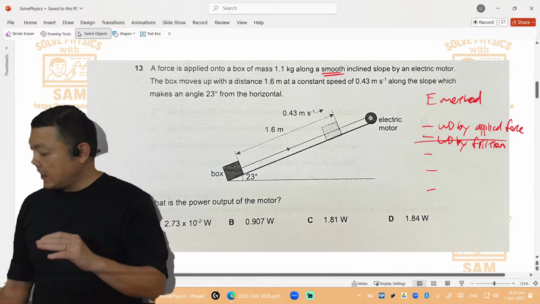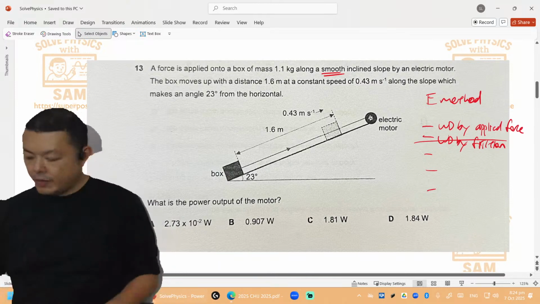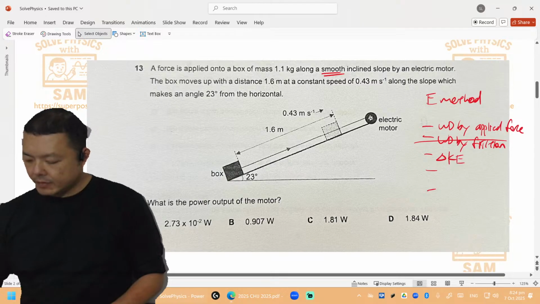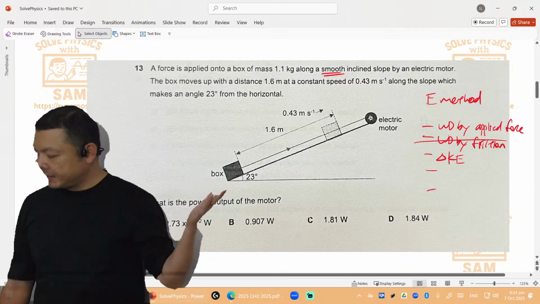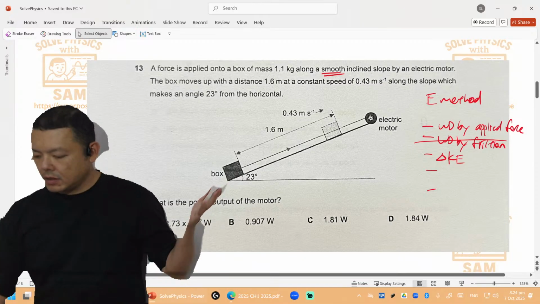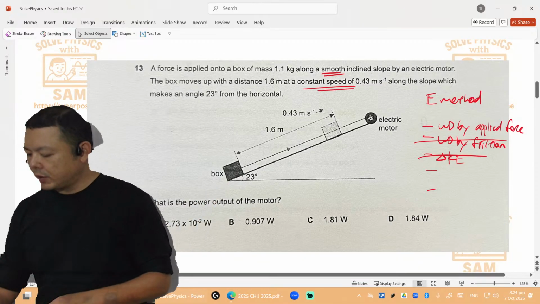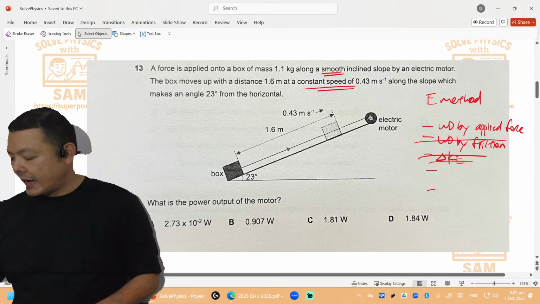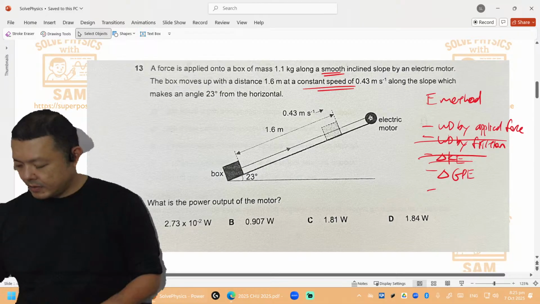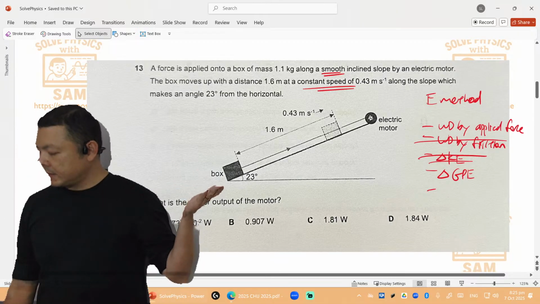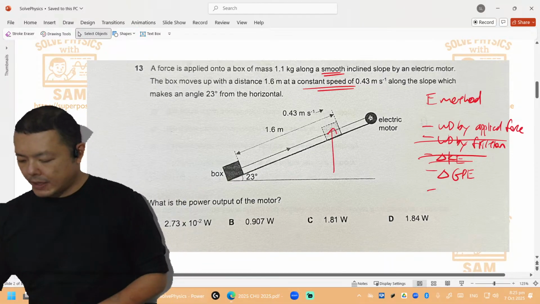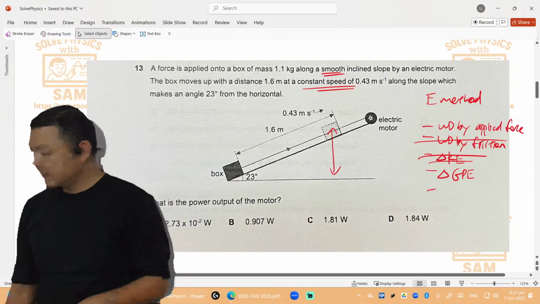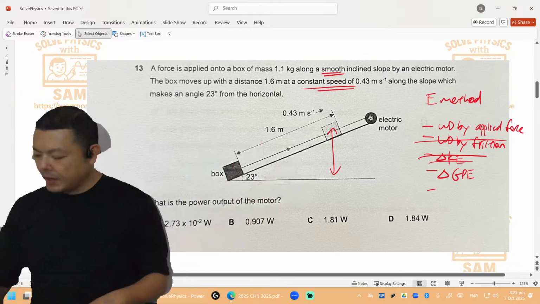Then we have to concern ourselves with change in KE. Is there change in KE here? No. Why not? Because it's constant speed. No need to care about change in KE. Then we have to concern ourselves with change in GPE. Is there change in GPE here? Yes. But if you want to find change in GPE, you need to know this height. Okay, we'll leave it there.